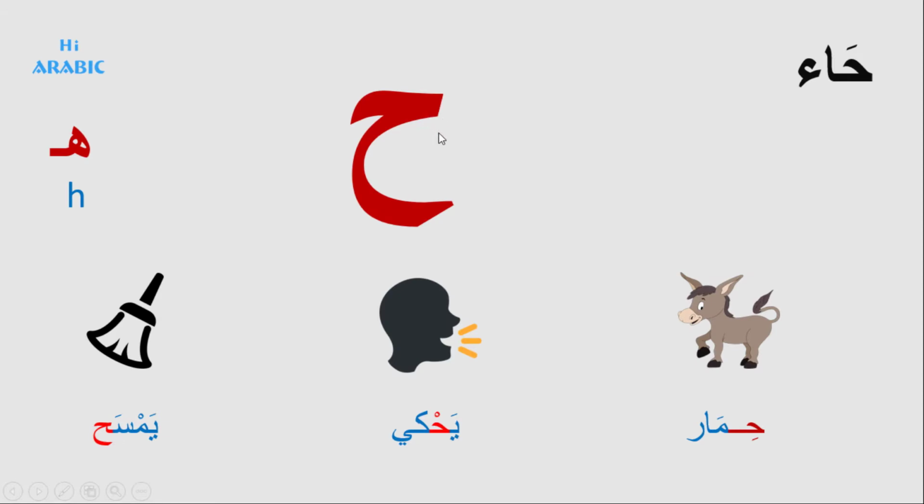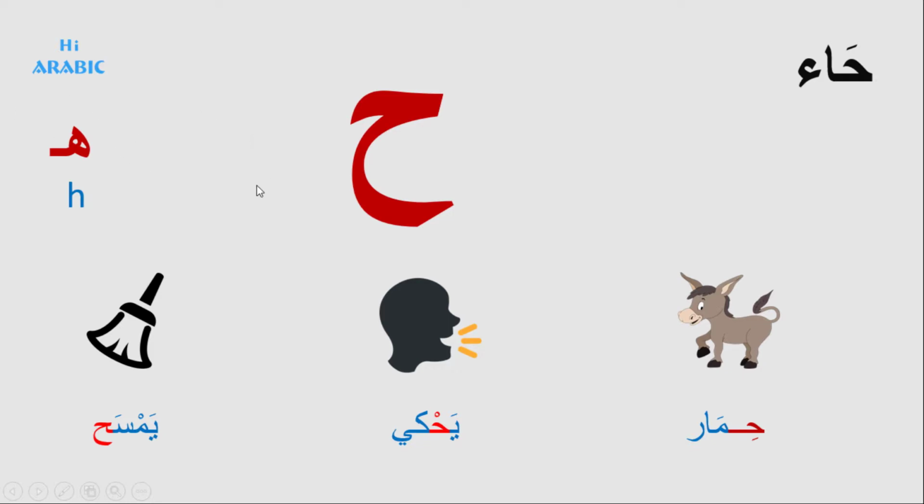Okay, so let's just start with the first letter. Here we will pronounce the letter and some examples for the letter, and you will repeat after me, and we will compare the sound to the confusing sound for you. So now let's start. Ha is making the sound ha, ha. Examples: himar, yahki, yamsah.